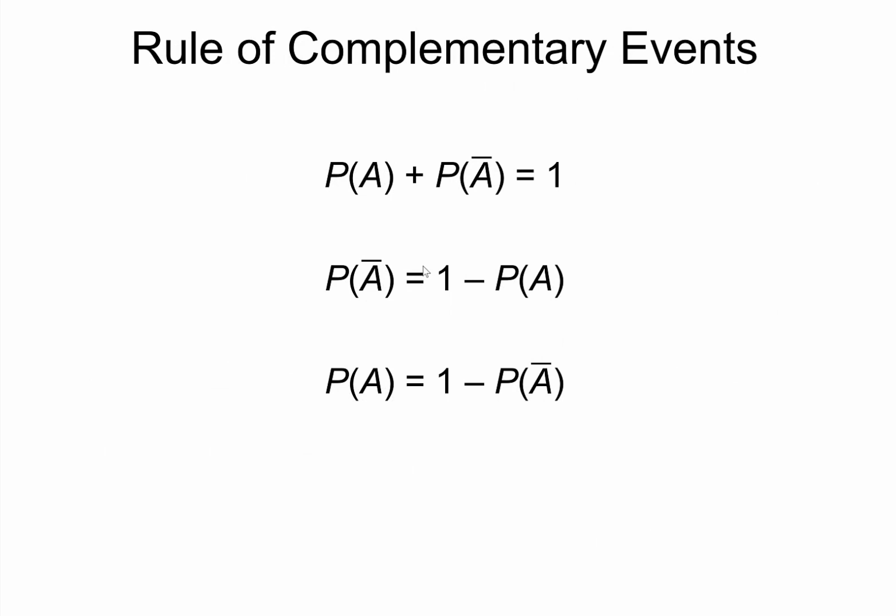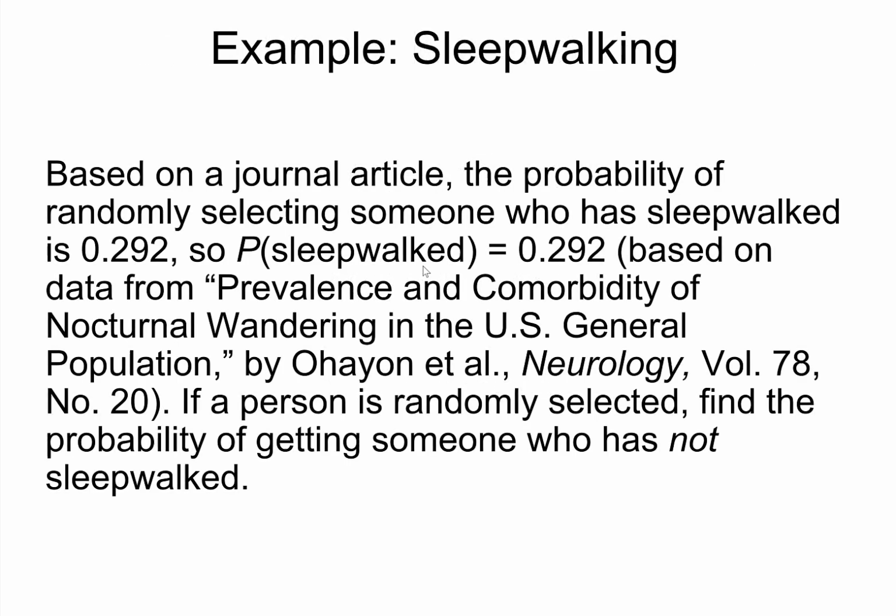Which leads to a couple of variations of that. Probability of A complement is equal to 1 minus the probability of A, or the probability of A is equal to 1 minus the probability of A complement.